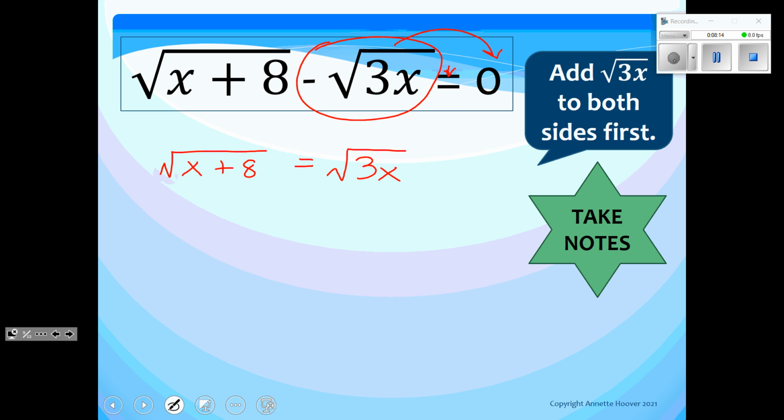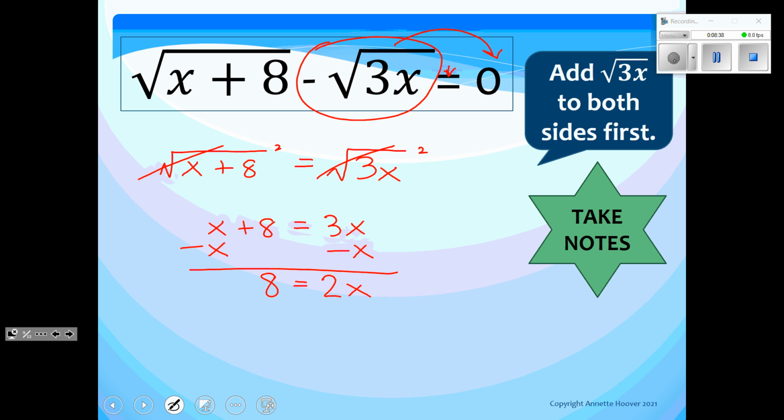Now again, you have a square root on both sides, so if you square both sides, all that cancels out, and you just have x plus 8 on the left and 3x on the right. Now we have to solve for x. We need to get the x on one side, so I'm going to move this x over to the right side of the equation. That leaves us with 8 on the left side and 2x on the right side. Now x is being multiplied by 2, so I divide both sides by 2. And I see that x is equal to 4.